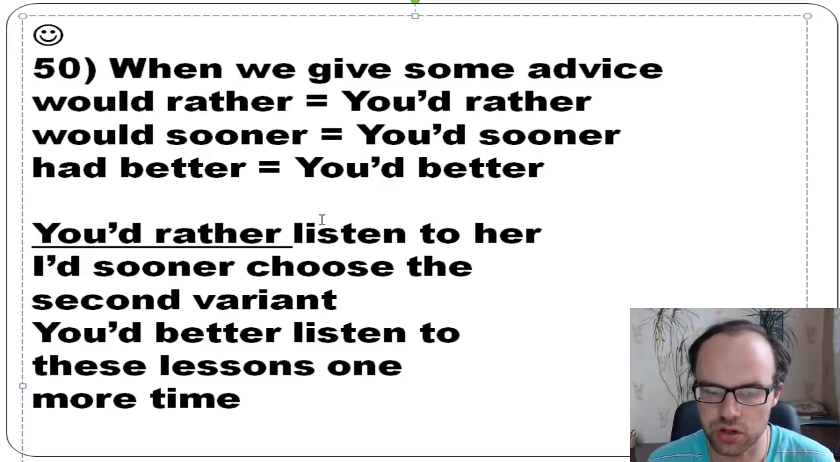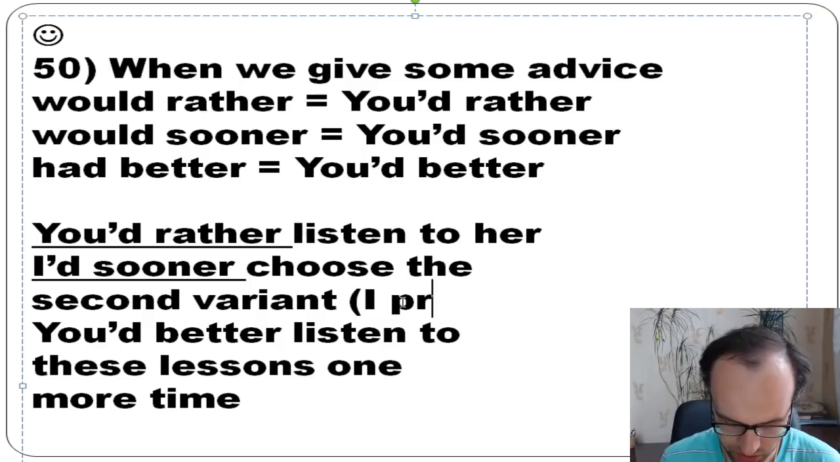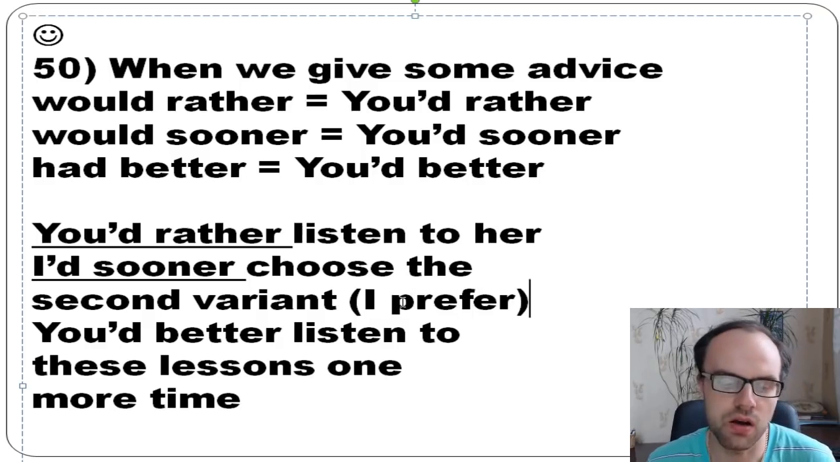So you'd rather listen to her. It means that it's a good idea if you listen to her, okay? I'd sooner choose the second variant. So it means I prefer the second variant, and I'd like to choose it. I'd sooner choose the second variant. I prefer the second variant. I'd like to choose it, okay?